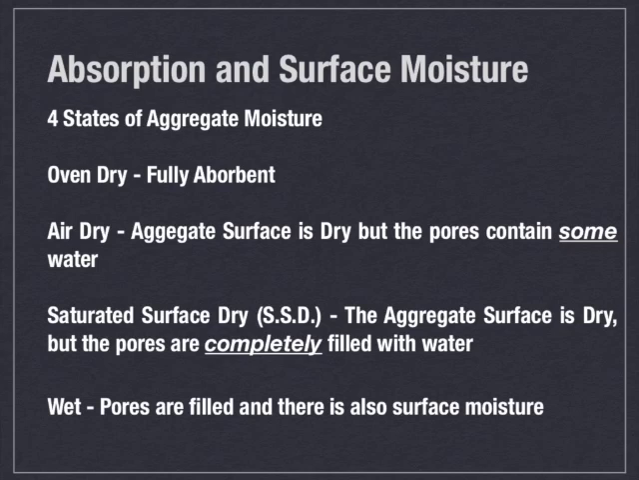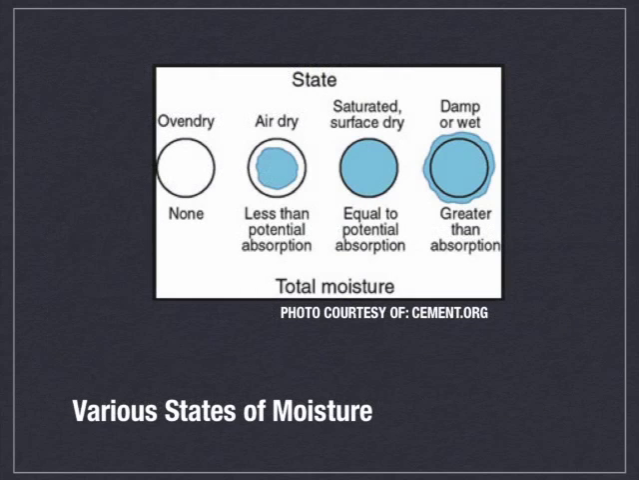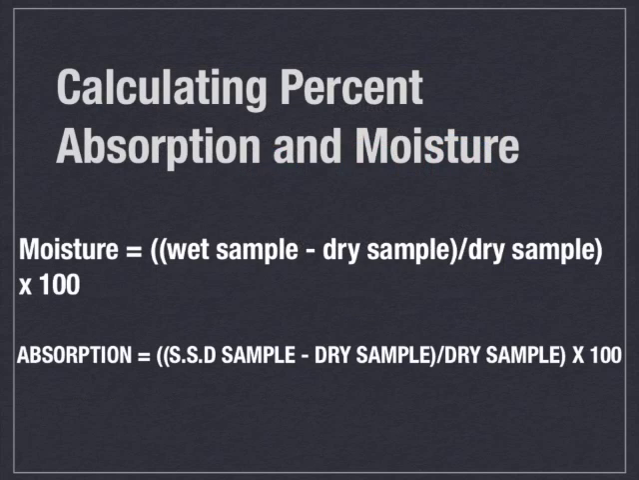And then lastly, there is the wet condition. This means that we have moisture in the aggregate as well as on the aggregate. This photo shows you the 4 different conditions that our aggregate can be in. This slide shows us the calculations for both moisture and absorption.